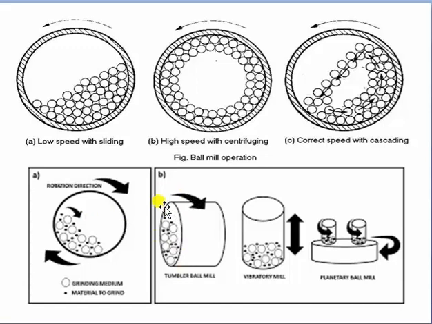Tumble ball mill. In this case, your samples will tumble with the balls, like in this movement. Vertical ball mill. In this case, your balls and samples will move in this direction. Planetary ball mill. Here, your samples and balls will move with rotation.